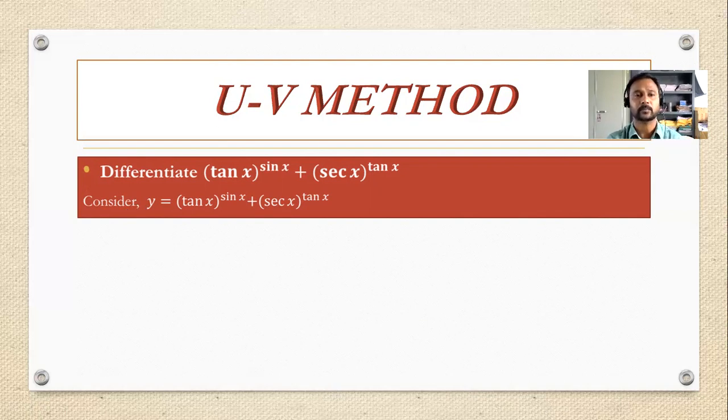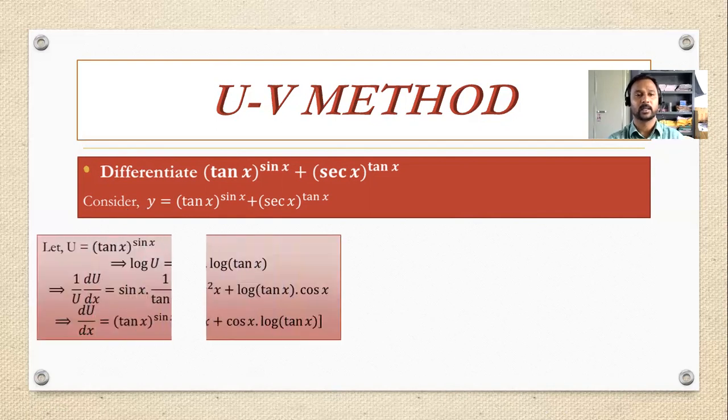Then let us consider u equal to one of the power functions, tan x power sin x. Now let us proceed with whatever we studied. Taking log on both sides, log u equals, the power comes in front, sin x log tan x. Differentiating both sides, 1 by u du by dx is sin x into 1 by tan x into derivative of tan x, sec square x, plus log tan x into cos x.